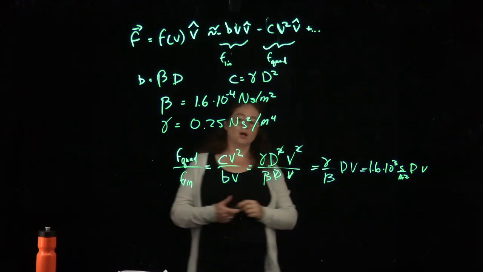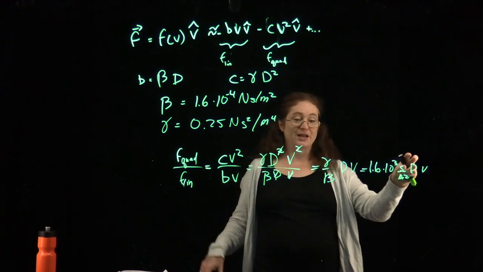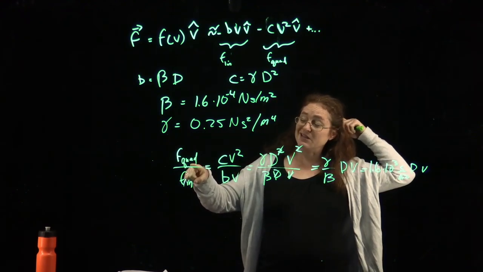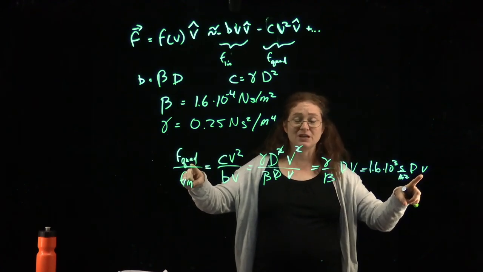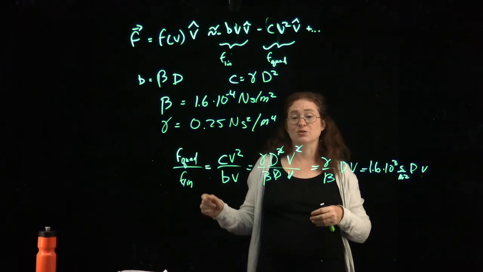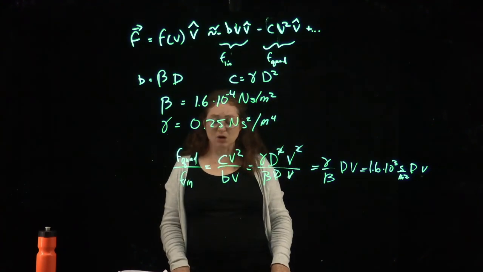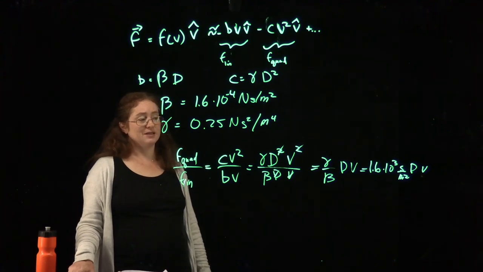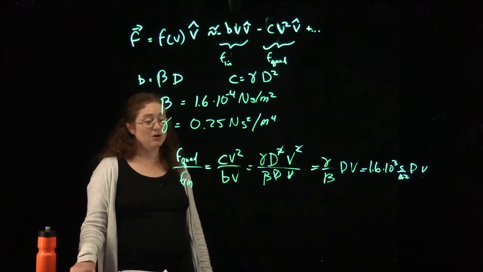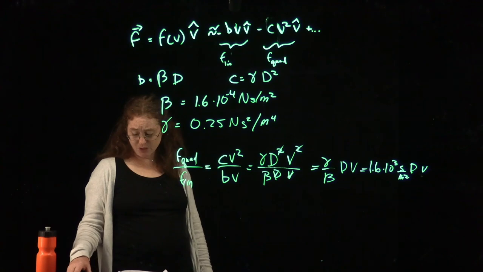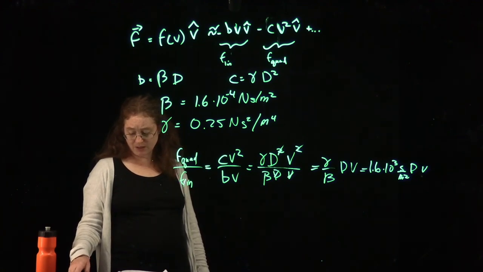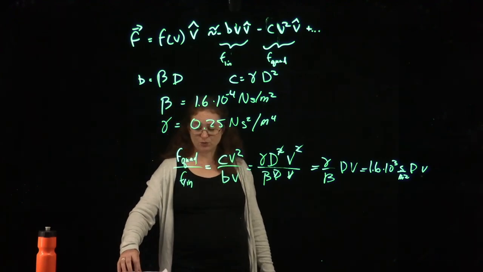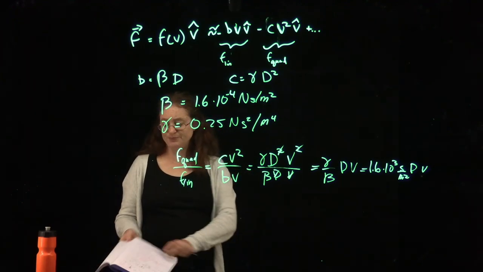So the larger your object is, the more likely it is that the quadratic term is dominant. The higher the speed, the more likely it is that the quadratic term is dominant. When you are dealing with things that are very small and very slow, you might only have to worry about the linear term. When you are dealing with things that are very large or very fast, you're more likely to have to worry about the quadratic term.